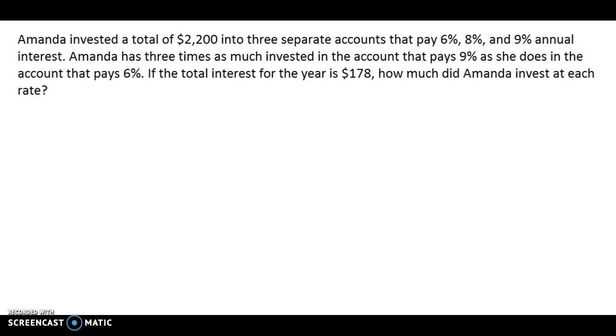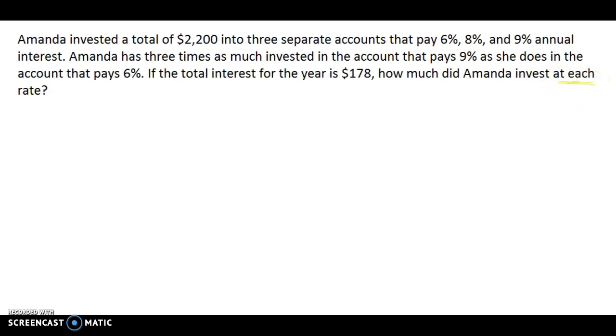Whenever I'm solving an application problem that's going to involve a system of equations, I first notice that it's happening by looking here. When I read through this whole thing, we have Amanda invested a total of $2,200 into 3 separate accounts that pay those various percentages. She has 3 times as much invested in the account that pays 9% as she does in the account that pays 6%. And the total interest for the year is $178, so how much did she invest at each rate?